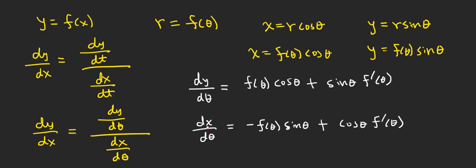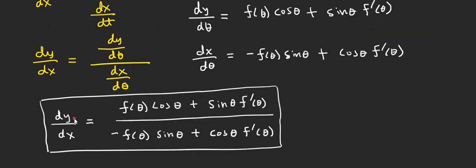Same thing with finding dx over d theta. Using the product rule, you get negative f of theta sine theta plus cosine theta times f prime of theta. So putting these two together, you get dy over dx is equal to this expression over here. And let's take a look at an example.